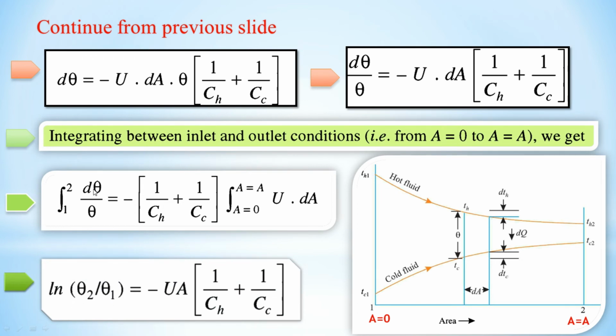Here you can see that the integration of 1 upon theta is log theta. Then we apply the upper limit, log theta 2, and then the lower limit, minus log theta 1. So log theta 2 minus log theta 1 we can also write as ln theta 2 by theta 1 as per the logarithmic rules. And we know that the integration of dA is A, and after applying the upper and lower limit it is equal to A, and this is the constant term.